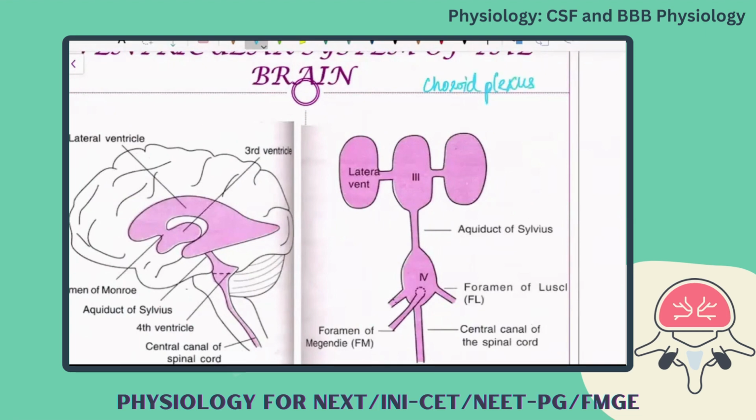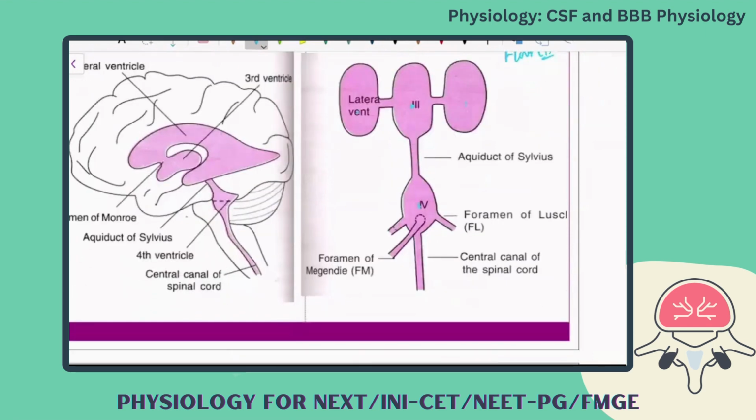It is present in which ventricle? Mainly in the lateral ventricle and the floor of the third ventricle. You have the choroid plexus which is giving the secretions, mainly the ependymal cells. It is one of the neuroglial cells which give rise to the secretions of the cerebrospinal fluid. You have two lateral ventricles, one third ventricle and another fourth ventricle.